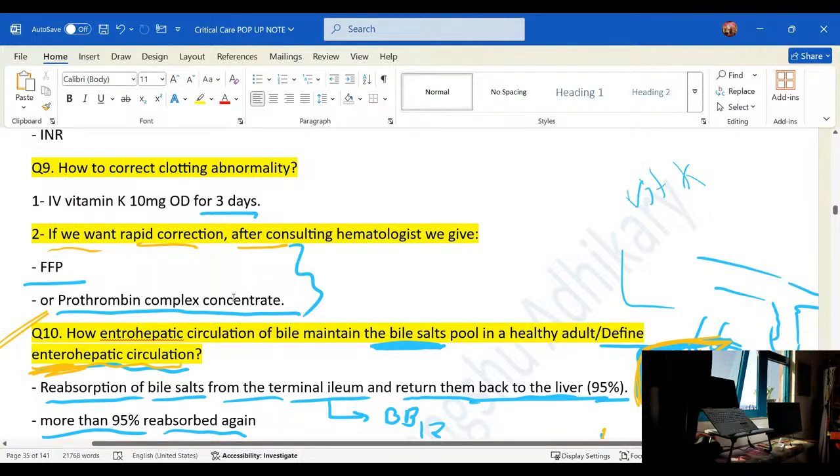What are the contents in prothrombin complex concentrate? Factor 8, factor 13, and von Willebrand factor. Cryoprecipitate. Oh, that is in cryoprecipitate. Okay. Prothrombin complex concentrate is directly a blood product.